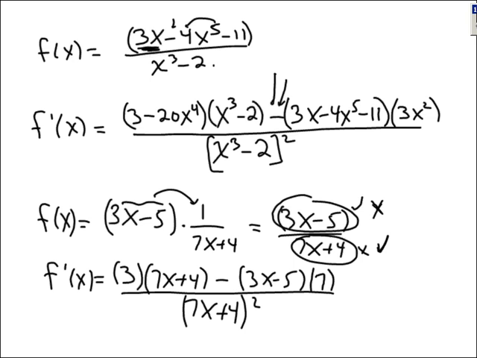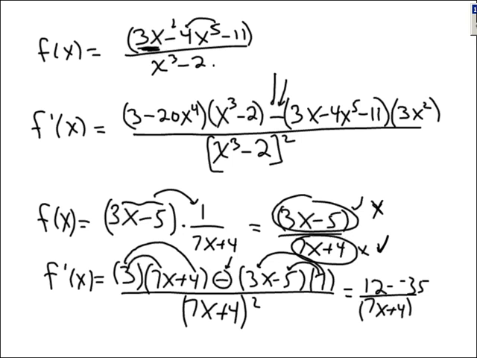And you should distribute this 3, and you'll get 21x. And when you distribute the 7, you'll get 21x, and you're subtracting. So that's 0. Now you have 12, and here you have negative 35, but you are subtracting now. So you're going to get 47 over 7x plus 4 squared. This number is just 47. 12 minus a negative 35 is the same as 12 plus 35, 47.